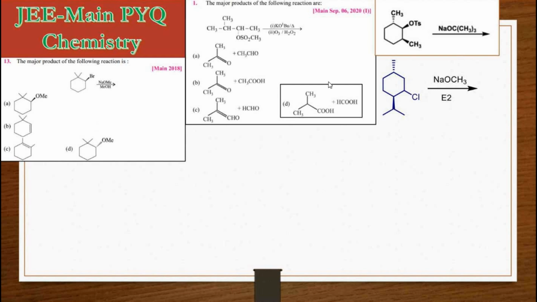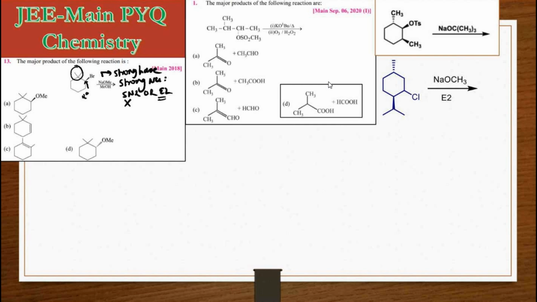In question number 1, you can see that this is sodium methoxide, which is a strong base and a strong nucleophile as well. So there are two possibilities: the reaction follows the SN2 or E2 pathway. Since there is steric crowding at this place, which is a quaternary carbon, and this is also a secondary halide, this reaction will not go through SN2; rather it will go through the E2 pathway.